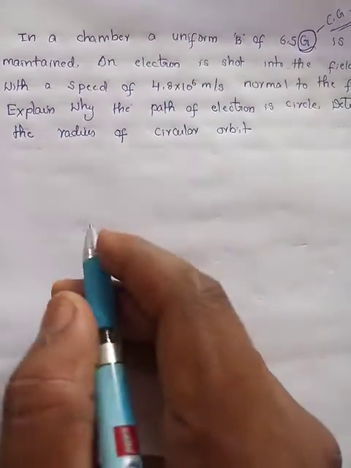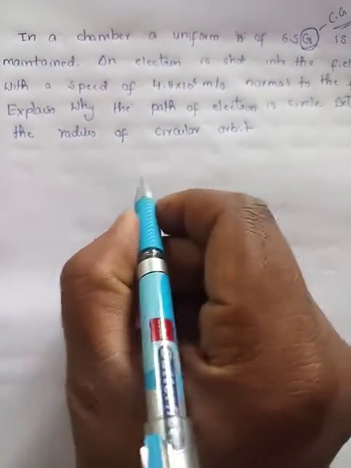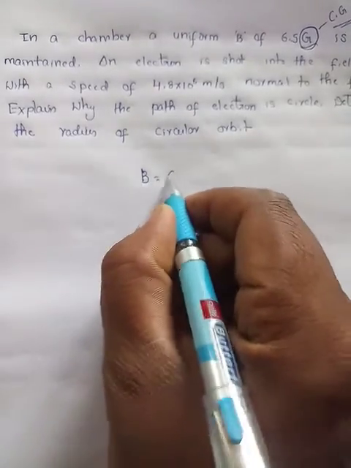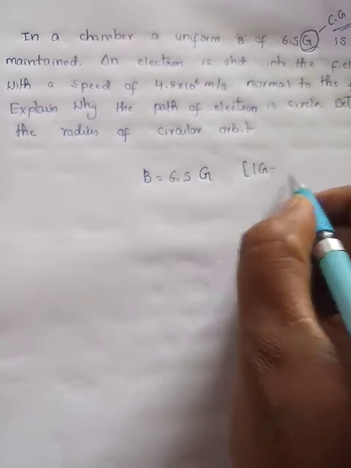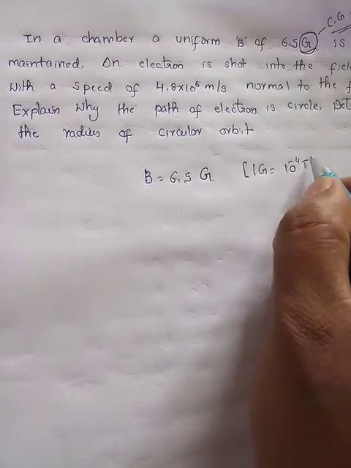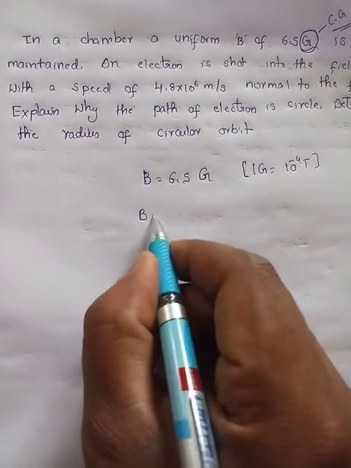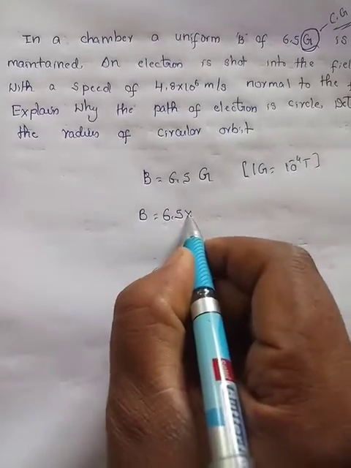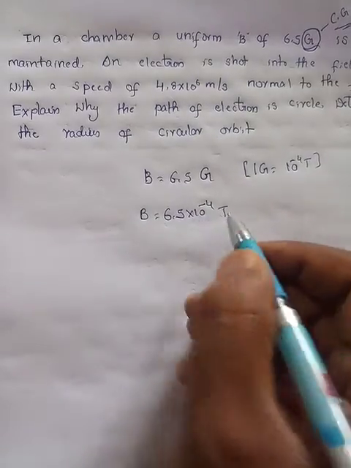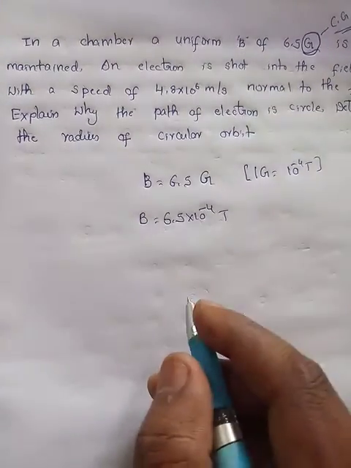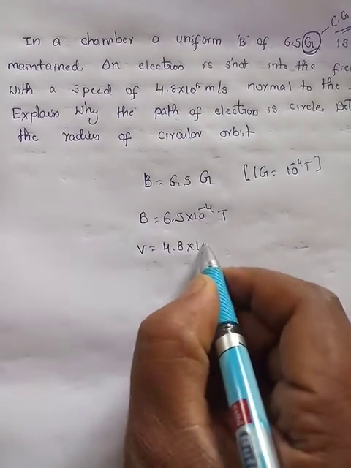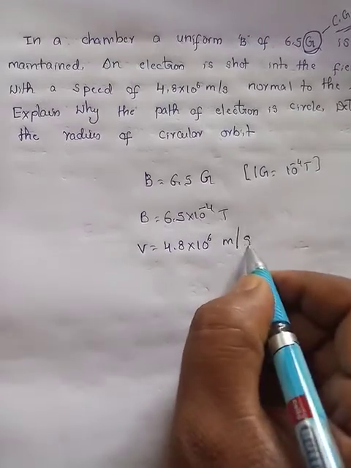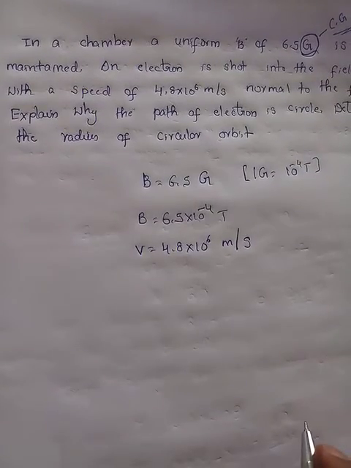First we will write what the given things are here. Magnetic field, how much? 6.5 Gauss. What is the value of Gauss? 1 Gauss equals 10^-4 Tesla. Replacing this, we get 6.5 × 10^-4 Tesla. The electron is shot into the field with a speed of 4.8 × 10^6 meter per second.